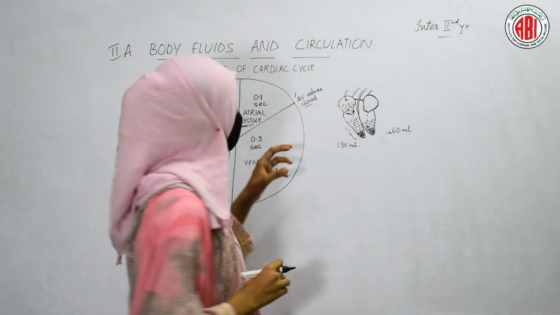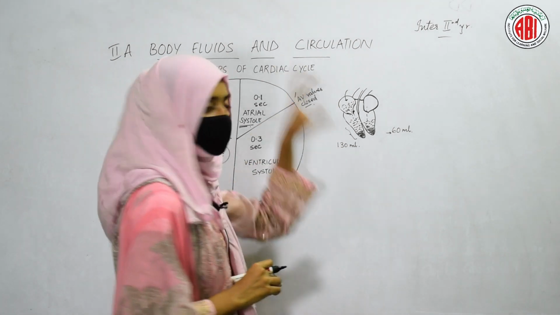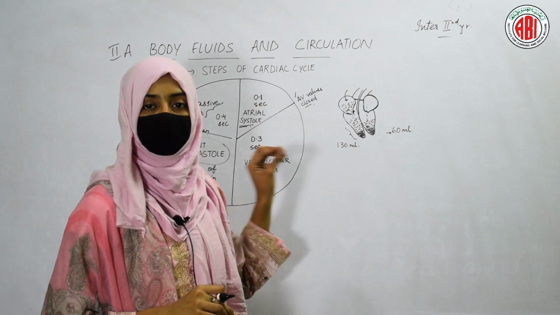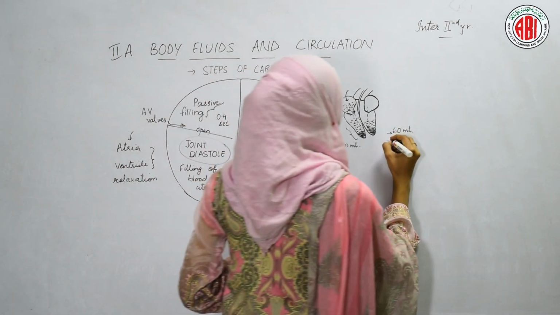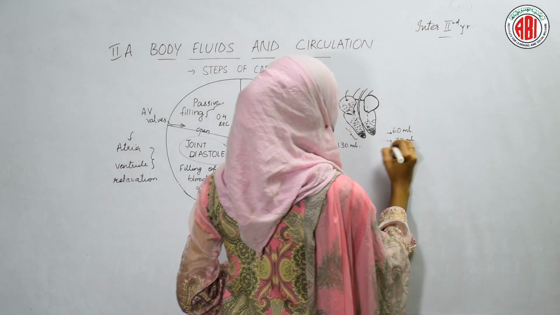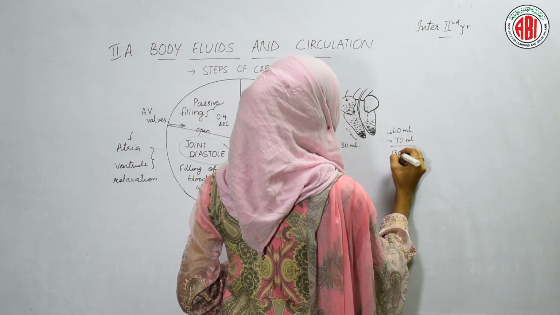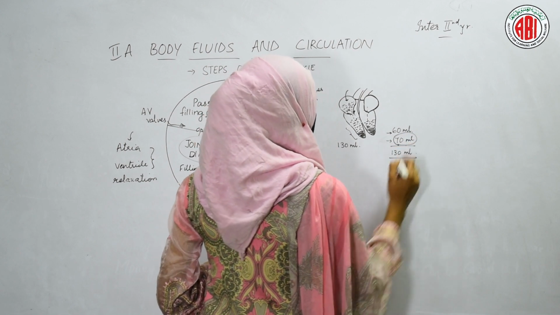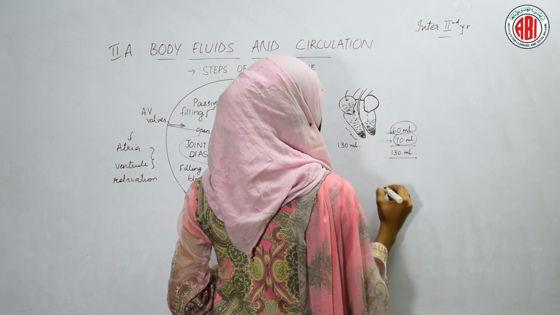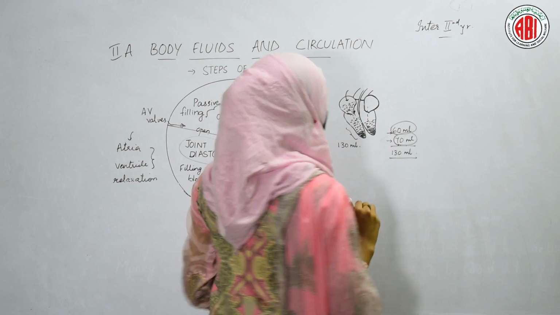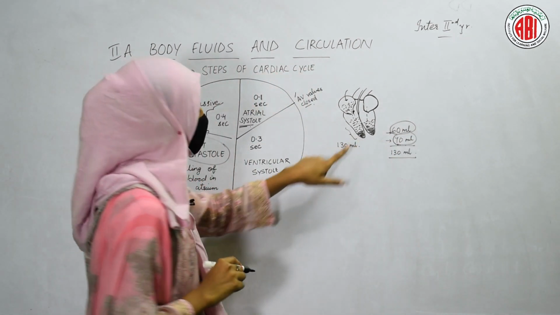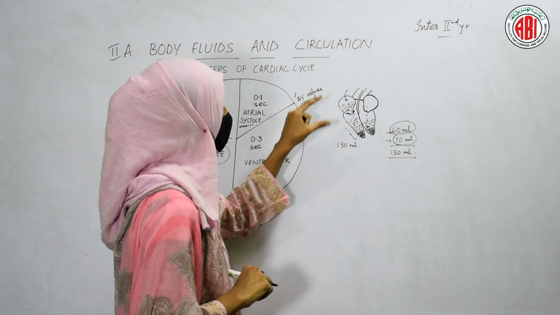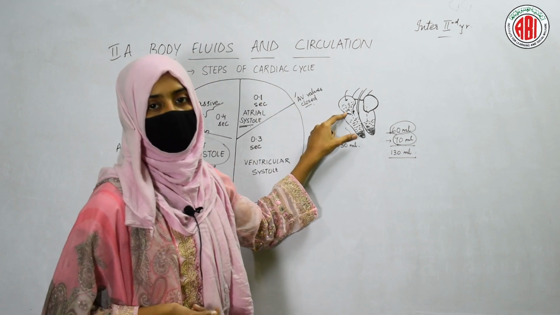Then the blood which is pushed from the atrium, passively and actively, by both means, that volume of blood will be 70 ml. So in this way if you add up these volumes, it will be 130 ml. 70 ml of the blood is received from the atrium. 60 ml is always present in the ventricle. When you sum up, it will be 130 ml. So in this way 130 ml of blood is present in each ventricle.